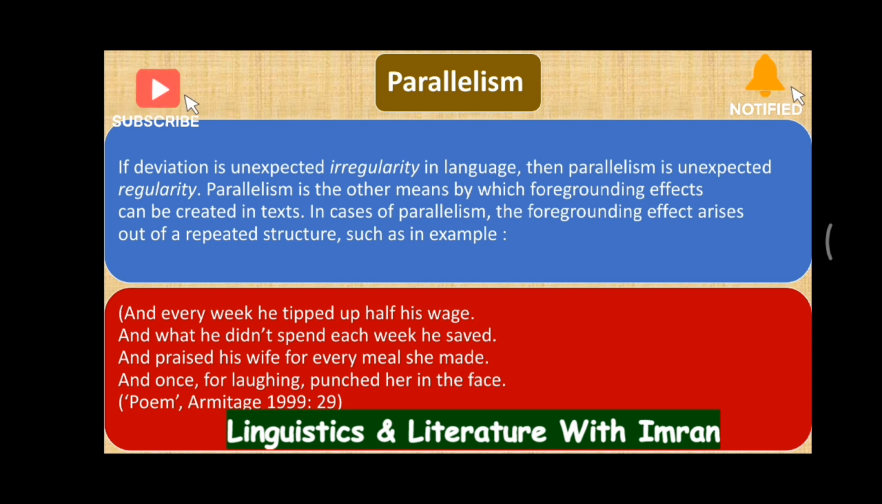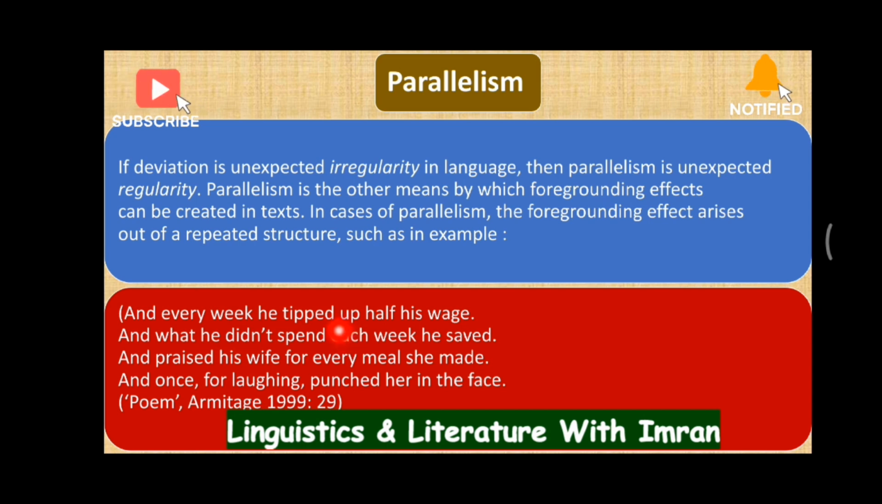What happens in deviation? Certain linguistic structures are made deviant in order to make them prominent or to achieve certain goals. We have semantic deviation, syntactic deviation, pragmatic deviation, morphological deviation, and phonological deviation. Through these different levels of deviation, foregrounding is achieved and stylistic effect is created. So that is one means. The other means is parallelism: certain linguistic structures are repeated again and again in a text to produce a stylistic effect.